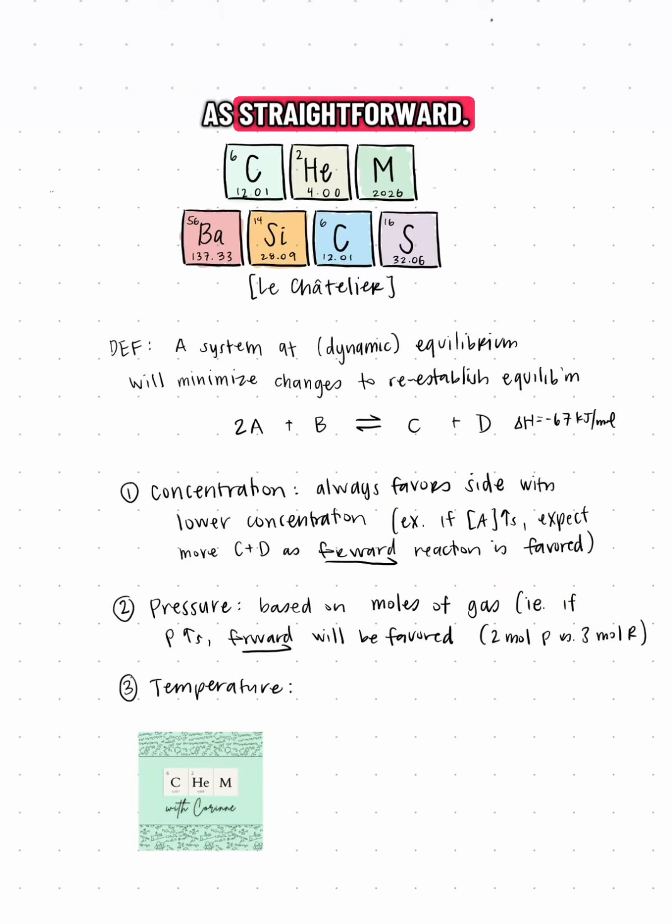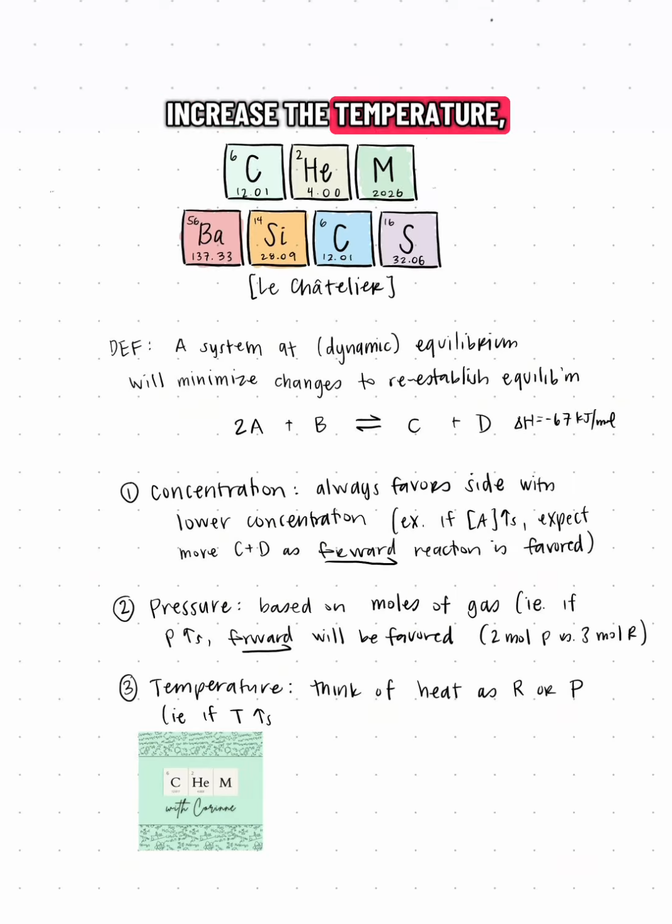This is not as straightforward. It's going to be dependent on whether the reaction is endo or exothermic. And you're just going to think of heat as a product. So for example, this has a negative enthalpy. That's going to be an exothermic reaction. So if I increase the temperature, I have more heat. Therefore, I'm going to favor the reverse reaction.